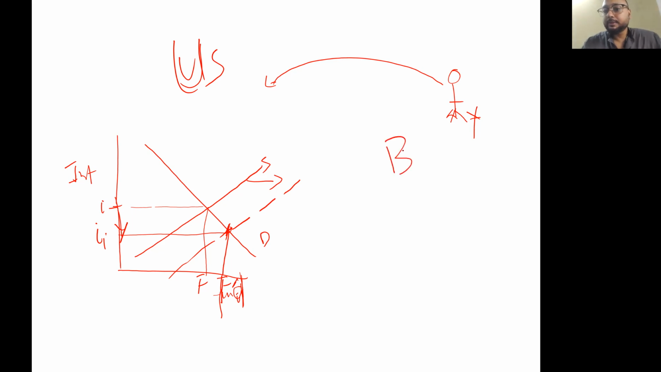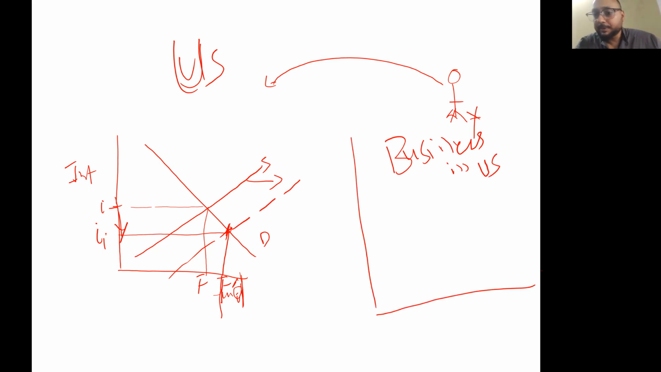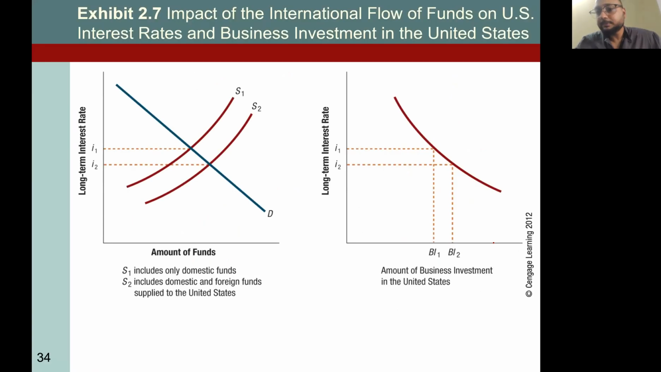What happened to the businesses in the US? When the interest rate goes down, the demand for funds also increases, so business investments increase. So this is the connecting one. Long-term interest rate will go down. This does not happen in one day. We talked about the J curve effect. So if something happens now, the effect is going to appear after at least 18 months, right?